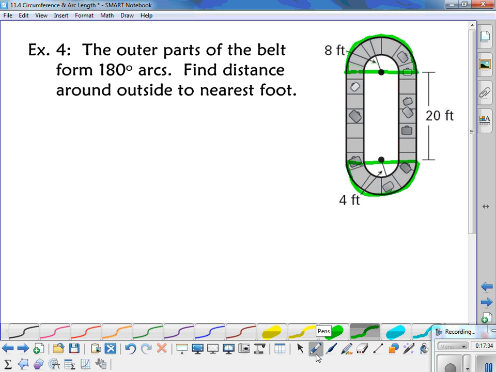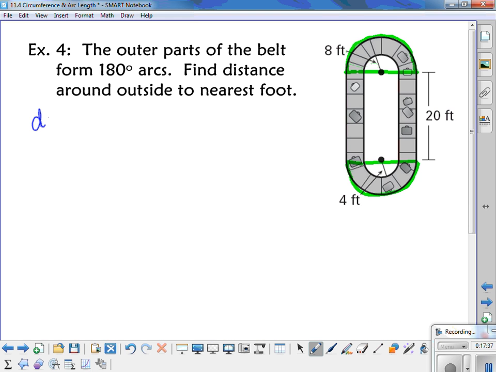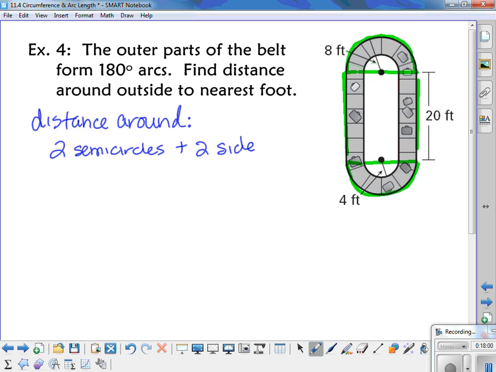So basically, if I want to find the distance all the way around, I've got two semicircles. And then I also have these two sides. So two semicircles plus two sides. So to find the circle, of course, two semicircles is going to equal one whole circle. So the circumference of the circle, excuse me, is 2 pi r.